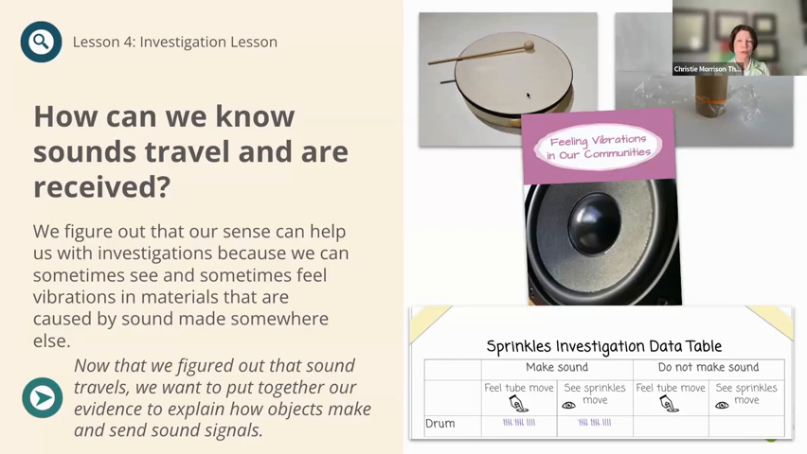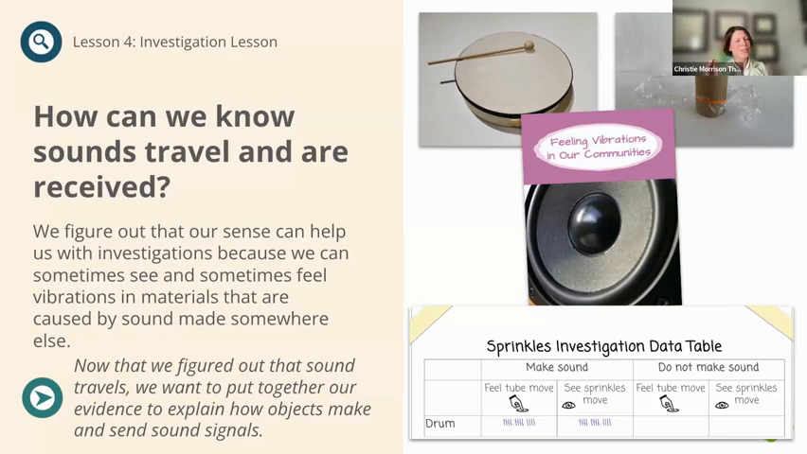To answer our lesson question, we want to figure out the different ways we can gather evidence that sounds travel and are received. Our teacher shows us a prepared tube with plastic wrap covering one end, and we notice how it is shaped kind of like our ears, C or O-shaped. So we decide we can make observations using this tube by holding it, using our sense of touch, and watching it, using our sense of sight.